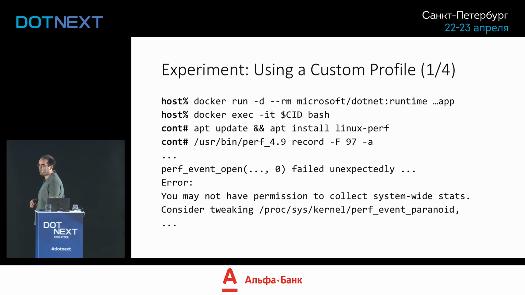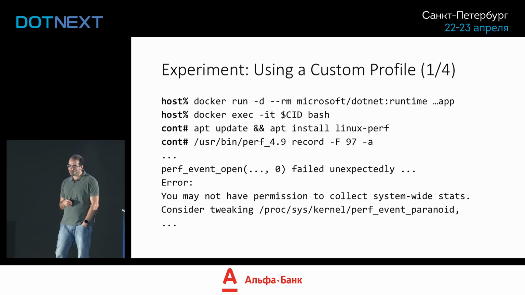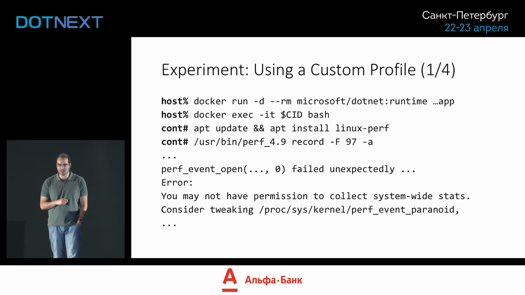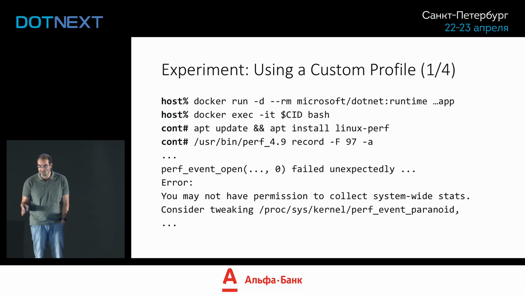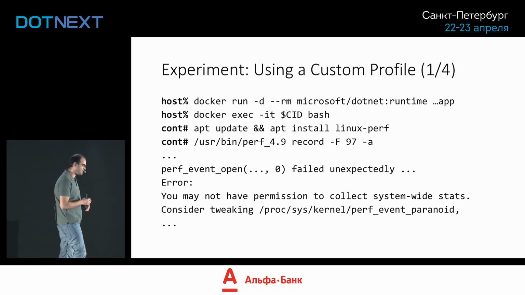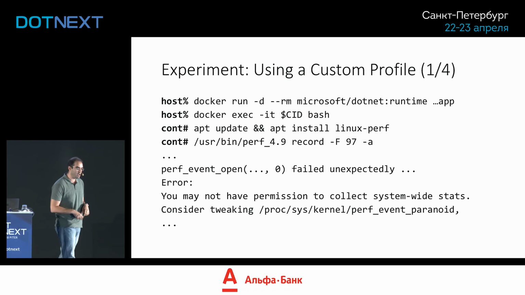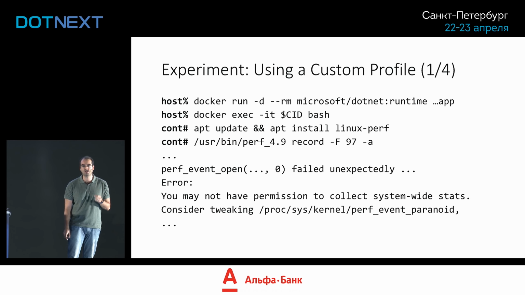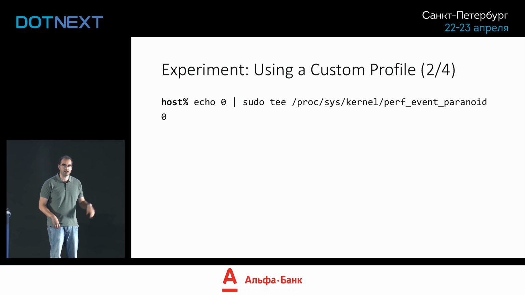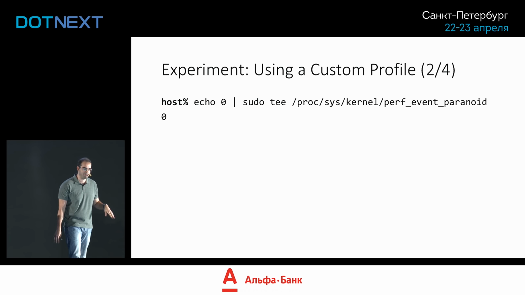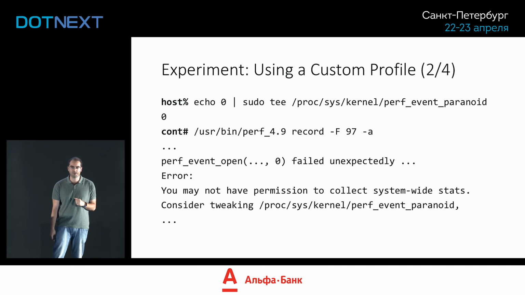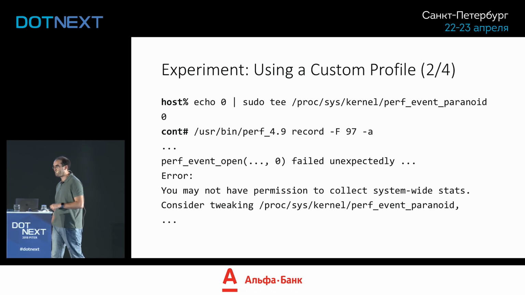If you run perf, it complains, failed unexpectedly, you may not have permission to collect system-wide stats, consider tweaking perf event paranoid. So perf seems to not be able to do something, and it's even suggesting what you should do to fix the problem. Now this is a host switch that you need to toggle, and so okay, I go back to the host, and I fix the problem, I set that control to what it needs to be, that knob to what it needs to be, and I retry, and perf says the same thing.